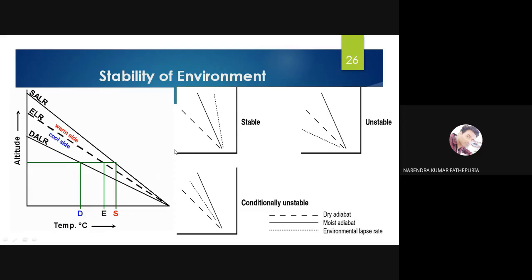This is the height, and these are the various graphs: height versus temperature. This is the environmental lapse rate. This is the adiabatic lapse rate, and this is the isothermal condition. So both are keeping away. This is a stable condition right now. This is the dry adiabatic lapse rate, and this is the wet adiabatic lapse rate.